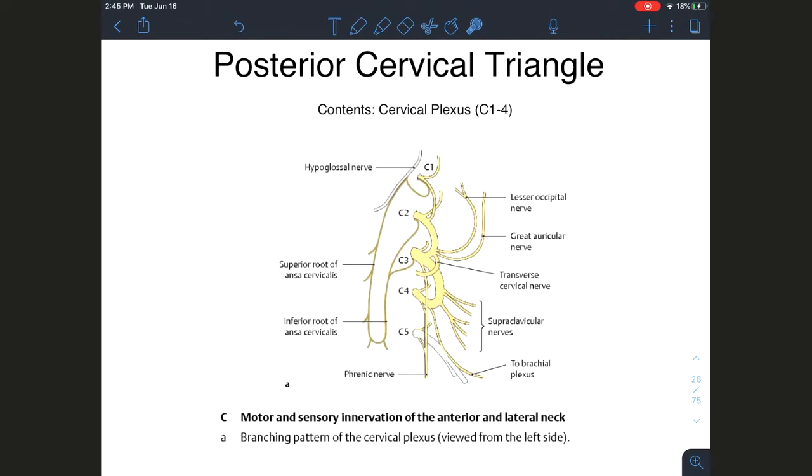So you see here the ansa, I don't have the clicker, I realize, but yeah, C1 is going to contribute its branch to become the superior root of the ansa cervicalis. You see what I'm talking about? Yeah, there we go. So there's a branch that comes off of C1 and turns into the superior root of the ansa cervicalis. All right. And before it goes to run into the superior root, it runs with the hypoglossal nerve.